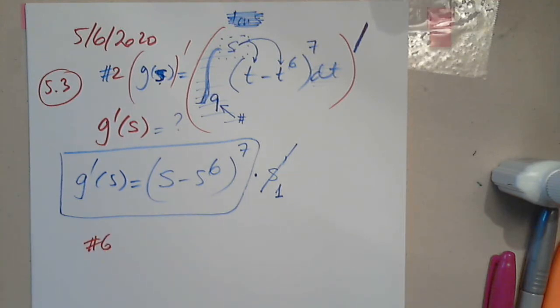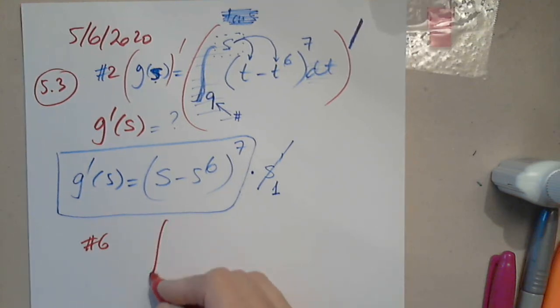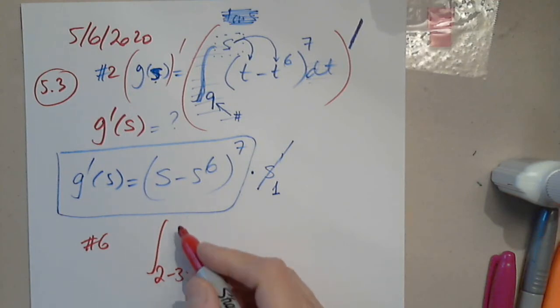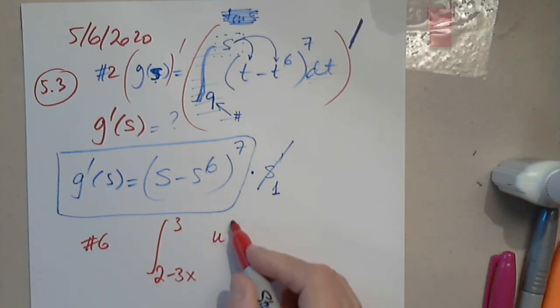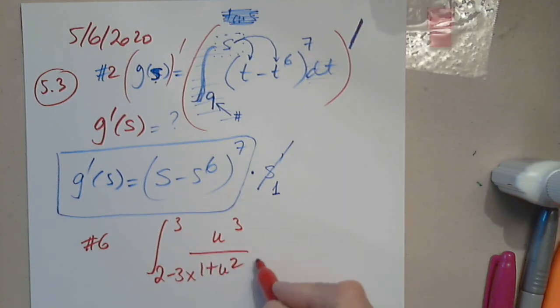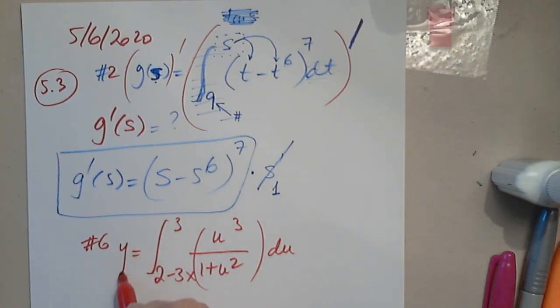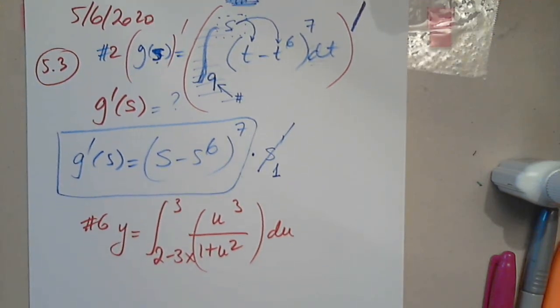Anyone would like me to work on their problem, or you want me to work on the problem I see? Yours is fine. Okay, so I have the integral from 2 minus 3x to 3 of u to the 3rd over 1 plus u squared du, and this is a function, of course, of x. So they are trying to trick us, and they are denoting it by y. Fine. It's the same thing.